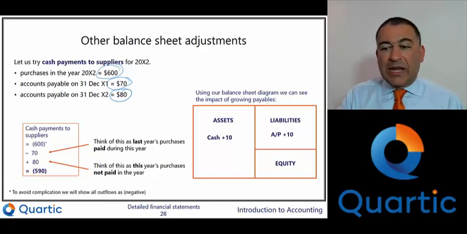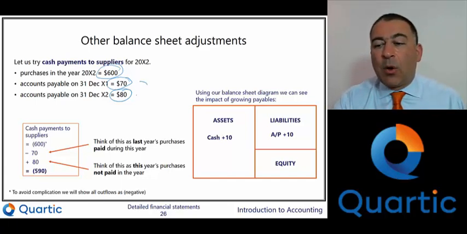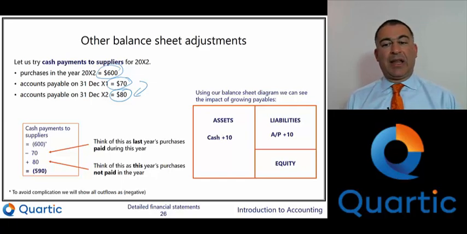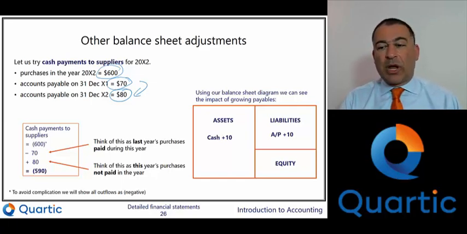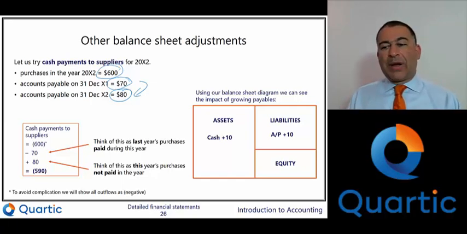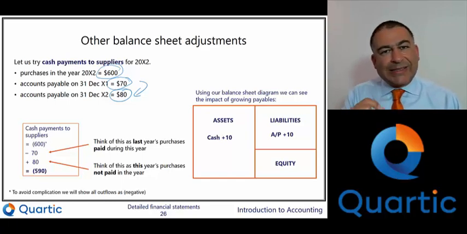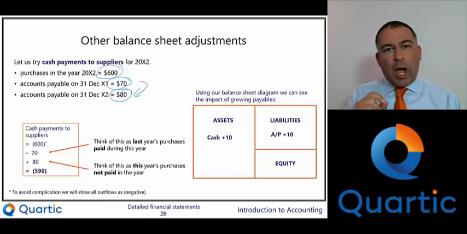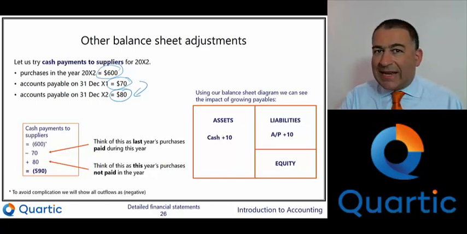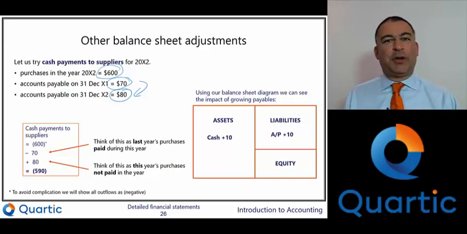So the shortcut here is payables went up by 10. Last year we owed 70, this year we owe 80. Payables went up by 10. Where is that 10? We owe 10 more at the end of this year compared to last year. Where's that money? Answer, in our bank account. That's good news. And so it's a positive cash adjustment.